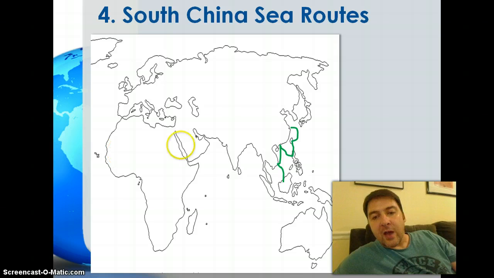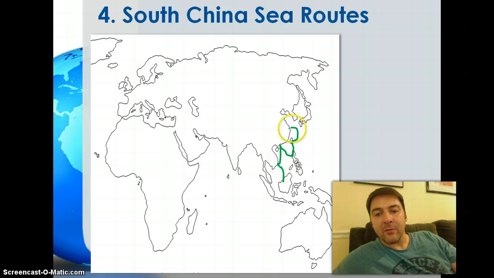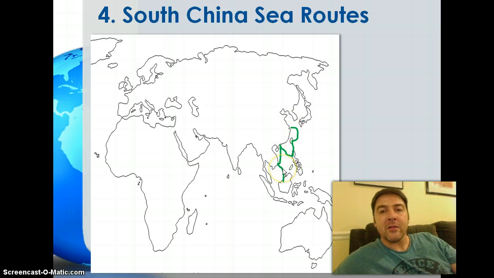The South China Sea routes, over here, this area of the Pacific is known as the South China Sea. Again, China had a lot of products, a lot of things developed in China, and those products were exchanged along the coast of China, again down into Southeast Asia, along the South China Sea routes.